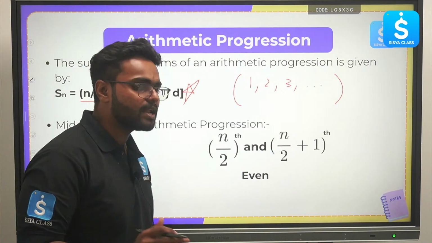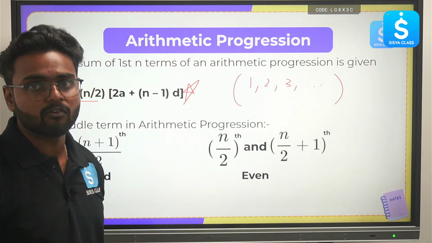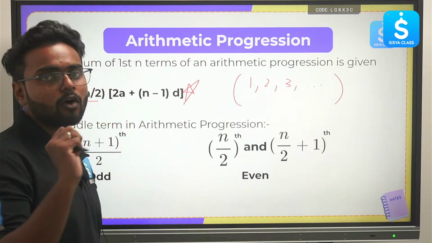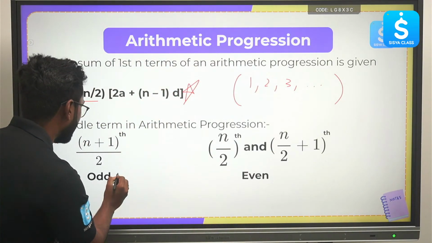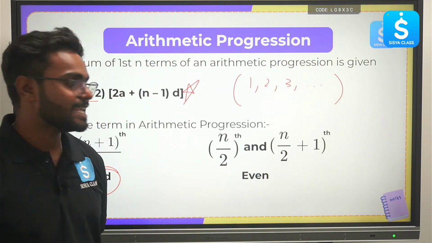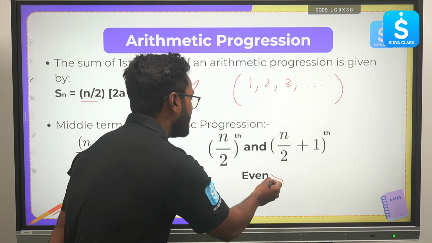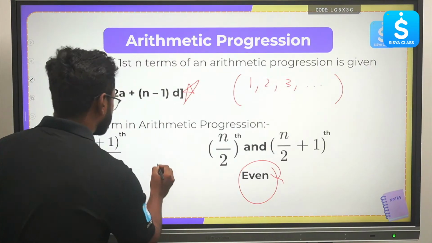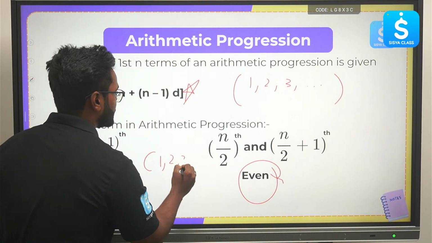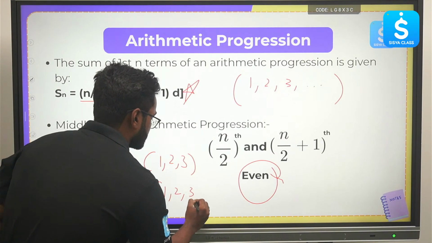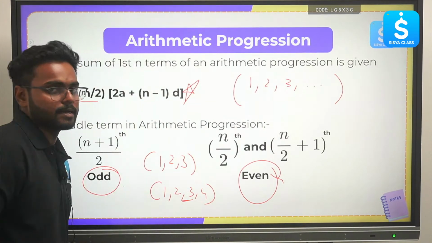And then the middle term in arithmetic progression. Assuming you have an even number of terms or an odd number of terms, in order to find the middle term, we have 2 formulas. First, if n is odd, we use the (n plus 1) by 2 term. If it's even, we use the n by 2 and (n by 2 plus 1) terms. Because if it is an odd sequence, you would have only one middle term. If it's an even sequence, you would have 2 middle terms, right?